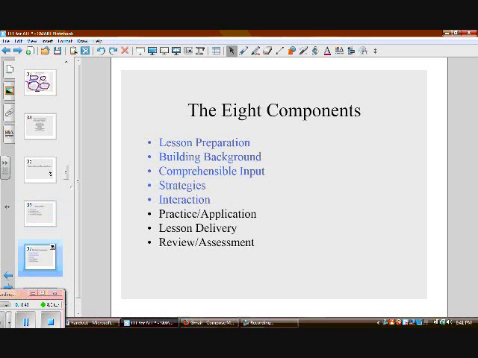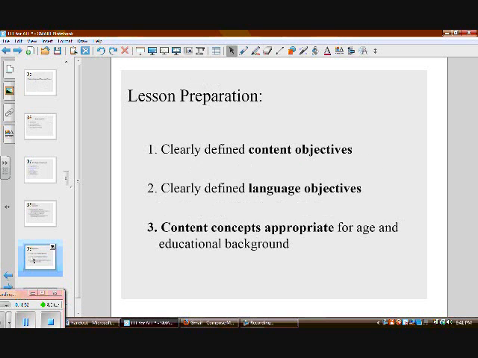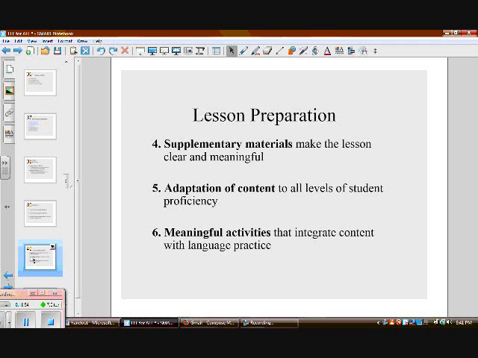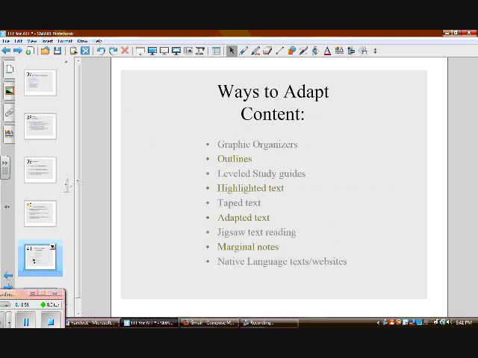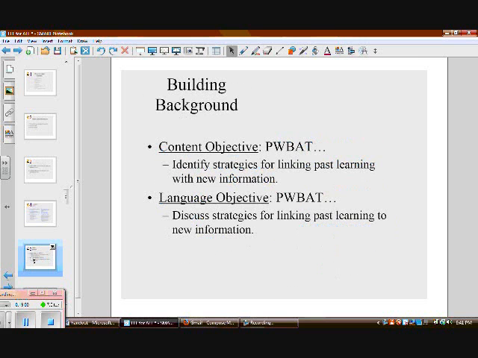But if you'd like to look at it on your own, you can scroll through the PowerPoint and take a look at it. The PowerPoint will go through the first 5 components, the ones in blue, and give you a lot more information than my quick overview. It goes through what's the difference between content and language objectives, how to do them, what other things to think about when you're preparing a lesson. Okay, all sorts of things. I'm flying through this. But then it goes through background building. So how do you do that?